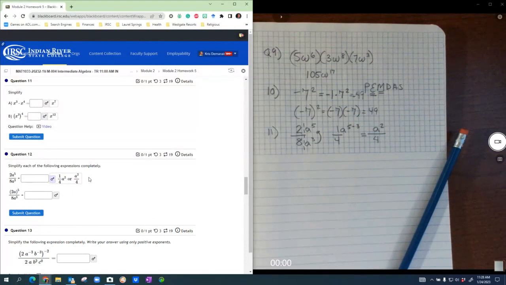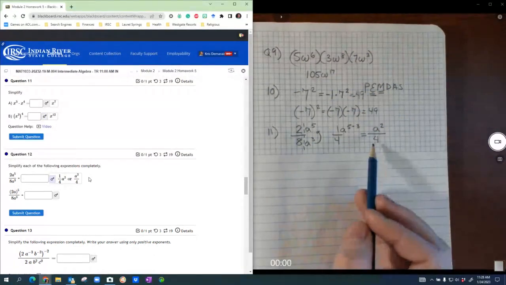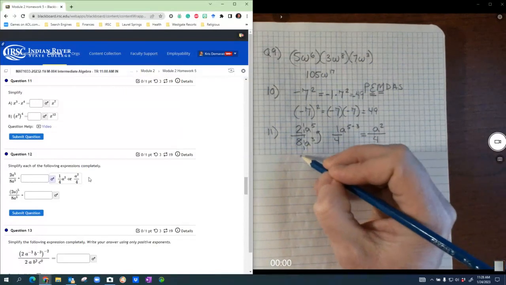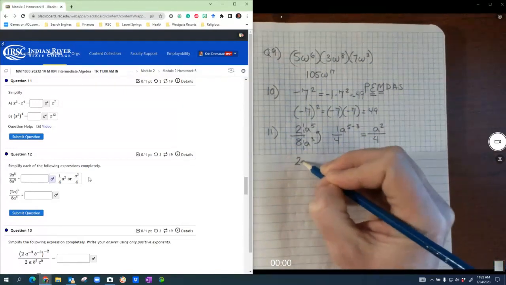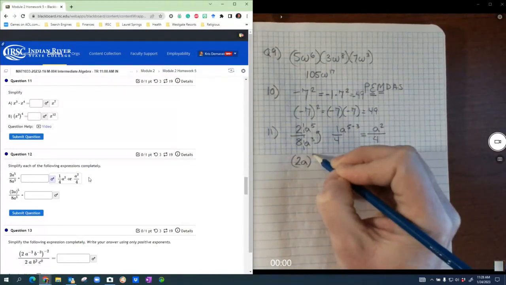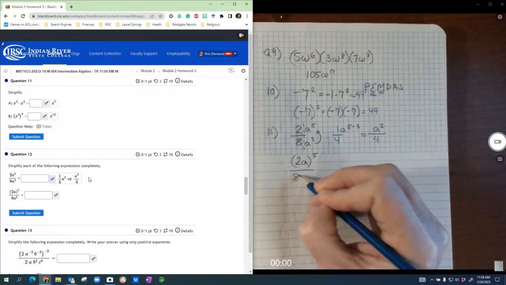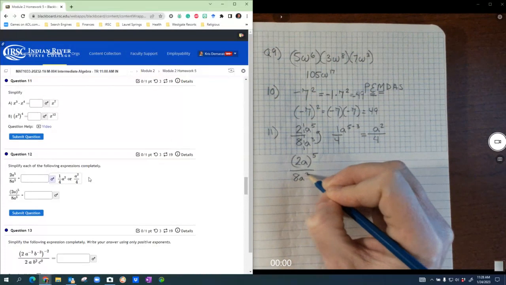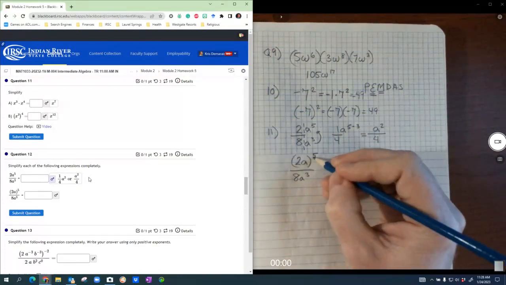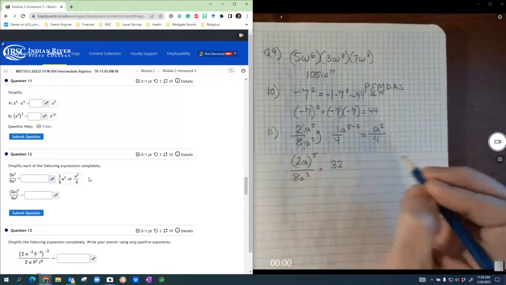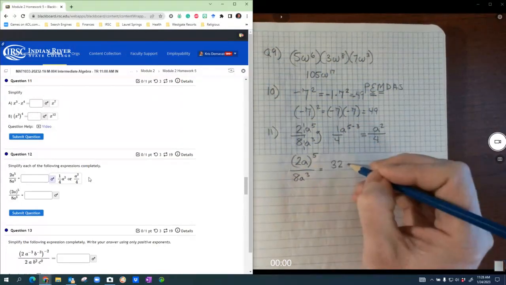The way I'm describing it to you is going to lead us into question number 13 and so on, where you have these parts. Now here we have 2a raised to the 5th, and then we have 8a to the 3rd. Now, 2 to the 5th power is 32. And then a to the 5th.